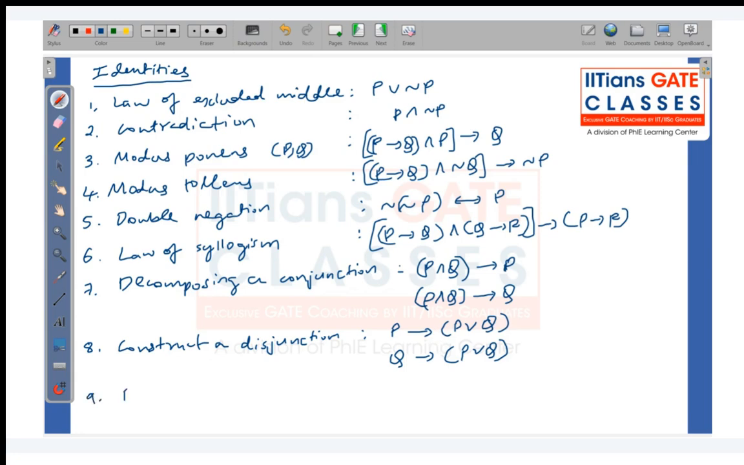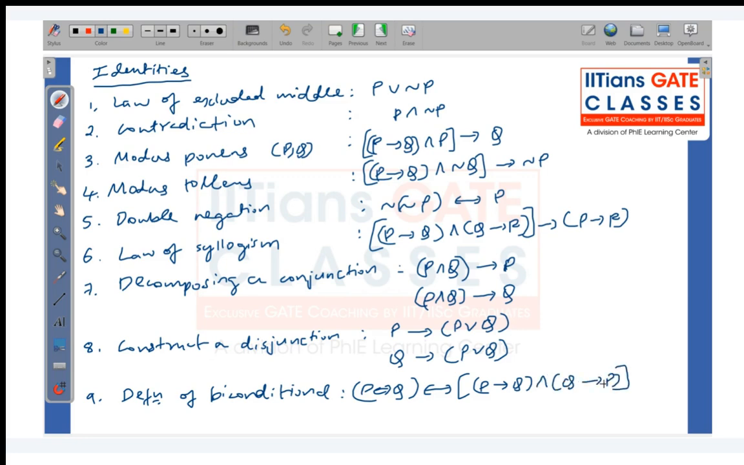Next, let's go for definition of biconditional. You've already seen this. P being equivalent to Q. This is the same as P implies Q and Q implies P. Fine.